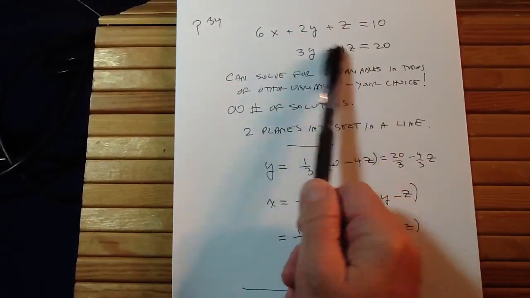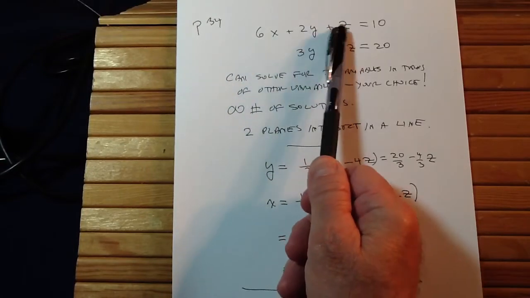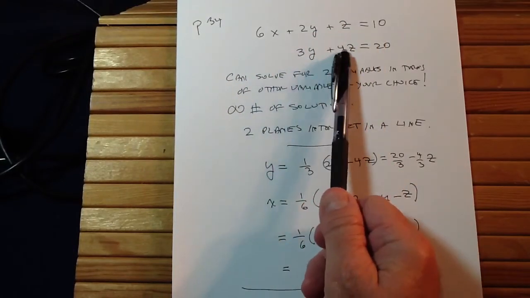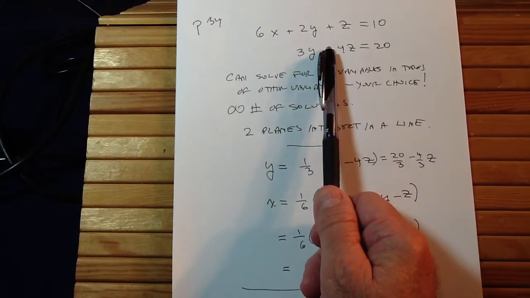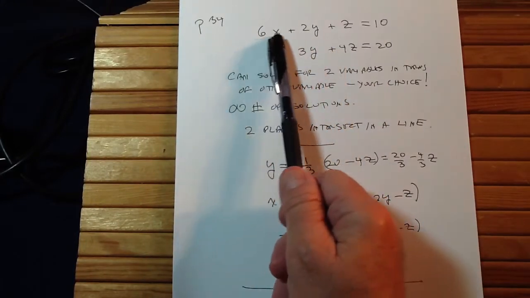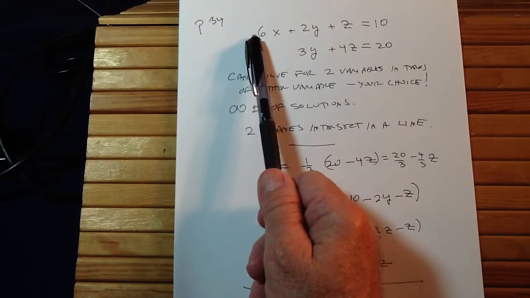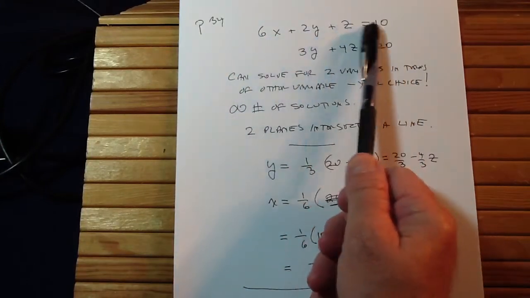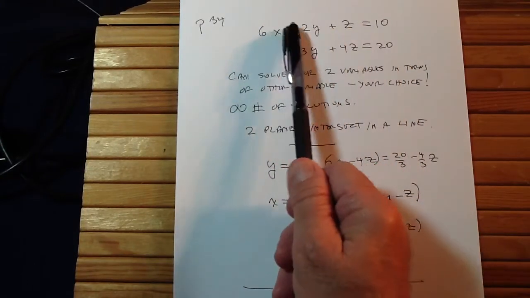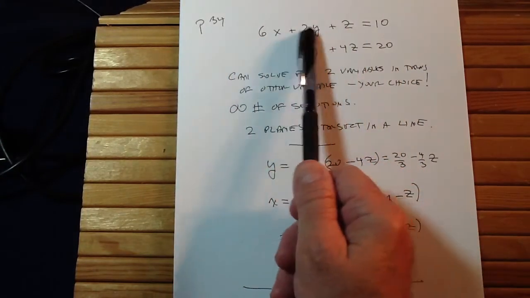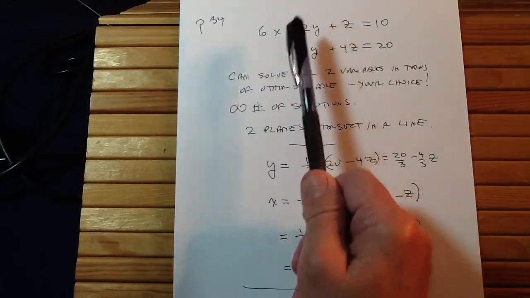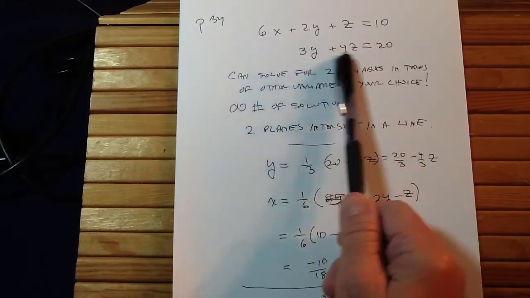These are linear equations. 6x plus 2y plus z equals 10. 3y plus 4z equals 20. Now, I might just point out, and maybe you'll do another video on it, this linear equation could be represented as a plane in the xyz space. If x and y are the planar coordinates, z would be the ordinate. This is a plane. This is another plane.